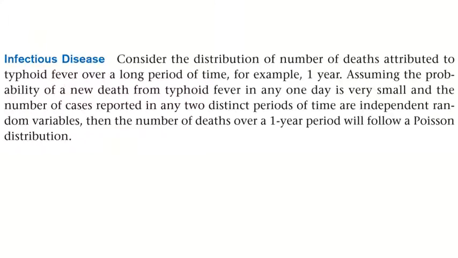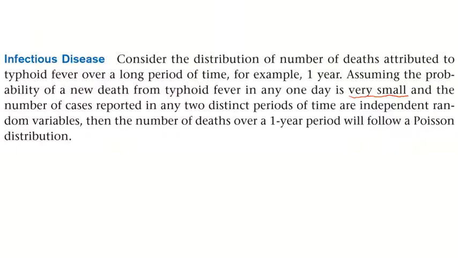So consider the distribution of number of deaths attributed to typhoid fever over a long period of time, for example, 1 year. Assuming the probability of a new death from typhoid fever in any one day is very small, take note of that, and the number of cases reported in any two distinct periods of time are independent random variables, then the number of deaths over a 1-year period will follow a Poisson distribution.